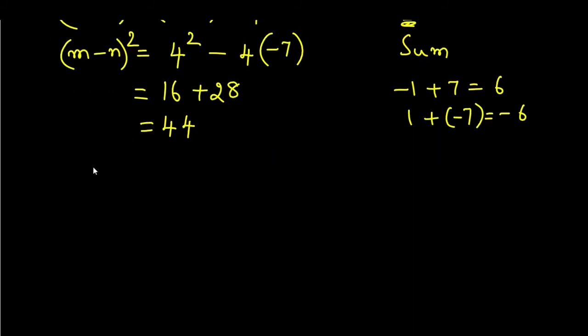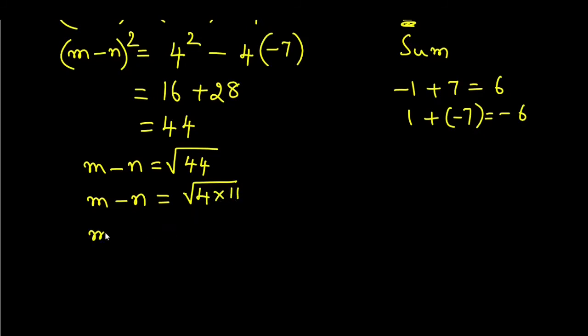Now let us write m minus n. Here we have square. When we remove the square, we get the square root this side. So square root of 44. We can take either positive or negative. Let us take positive here. m minus n is equal to square root of 4 into 11. So m minus n is equal to 2 into root 11.